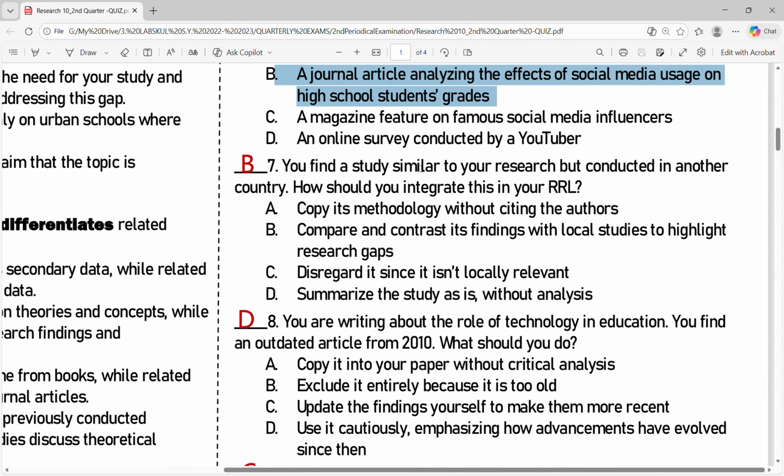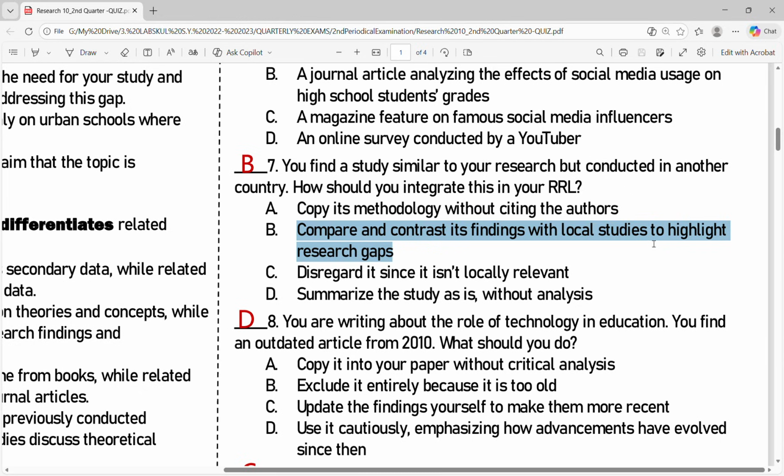Number seven, you find a study similar to your research but conducted in another country. How should you integrate this in your review of related literature? The answer here is letter B. You compare and contrast its findings, the findings of the international study that you found, with the local studies. You try to search as well for local studies or studies conducted here in the Philippines, here in Region 6, or in your own locality here in Iloilo if there is any, or if you found any in the lab school from former grade 10 students, then you could compare and contrast its findings.